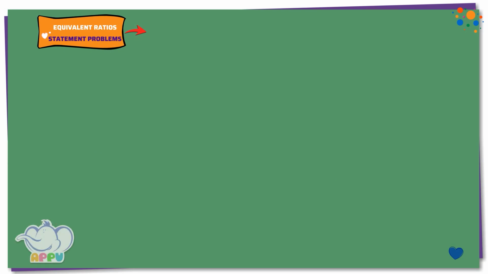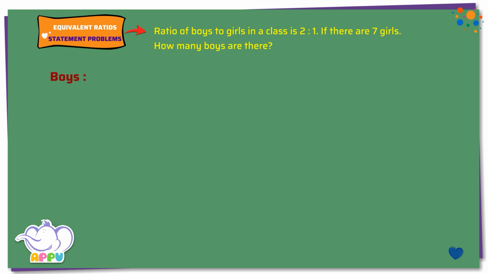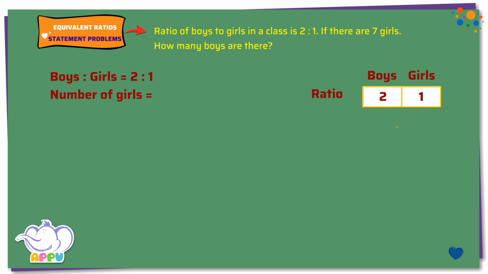Statement problems. The ratio of boys to girls in a class is 2:1. If there are 7 girls, how many boys are there? We have the ratio of boys to girls is 2:1, and the number of girls equals 7. We need to find the number of boys.